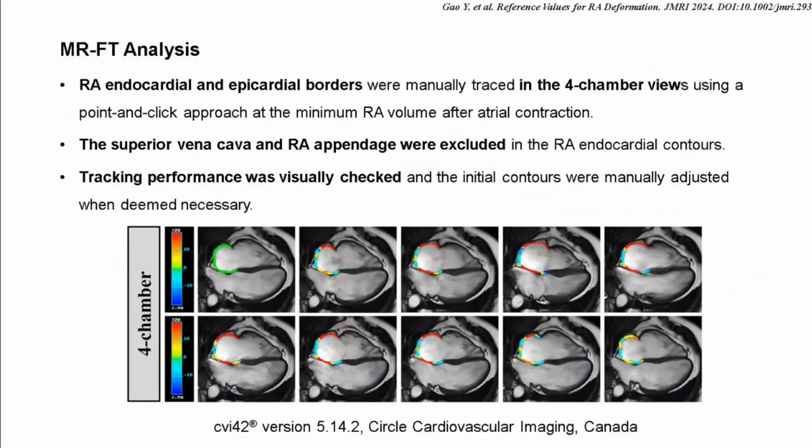MRFT analysis. RA myocardial feature tracking was conducted using commercially available software, CVI 42 version 5.14.2, Circle Cardiovascular Imaging, Canada. RA endocardial and epicardial borders were manually traced in the four-chamber views using a point-and-click approach at the minimum RA volume after atrial contraction. The superior vena cava and RA appendage were excluded in the RA endocardial contours, and an automated tracking algorithm was subsequently applied. Tracking performance was visually checked, and the initial contours were manually adjusted when deemed necessary.